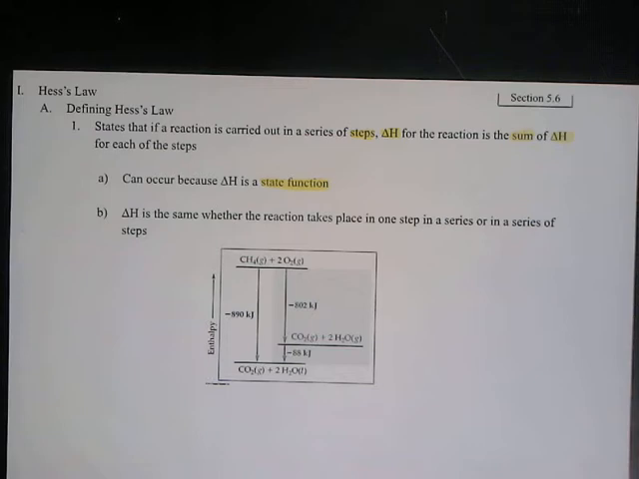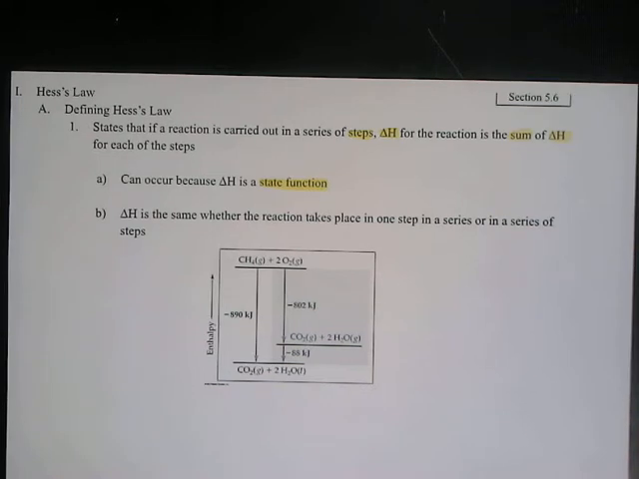So we start out here with Hess's law. And Hess's law states that if a reaction is carried out in a series of steps, the change in enthalpy, or delta H for the reaction, is the sum of each of those changes of enthalpies, or delta H's, for each step. And the reason we can do this is because delta H is a state function. Just as a brief reminder, a state function means it doesn't matter the path that we took to get to the end state.